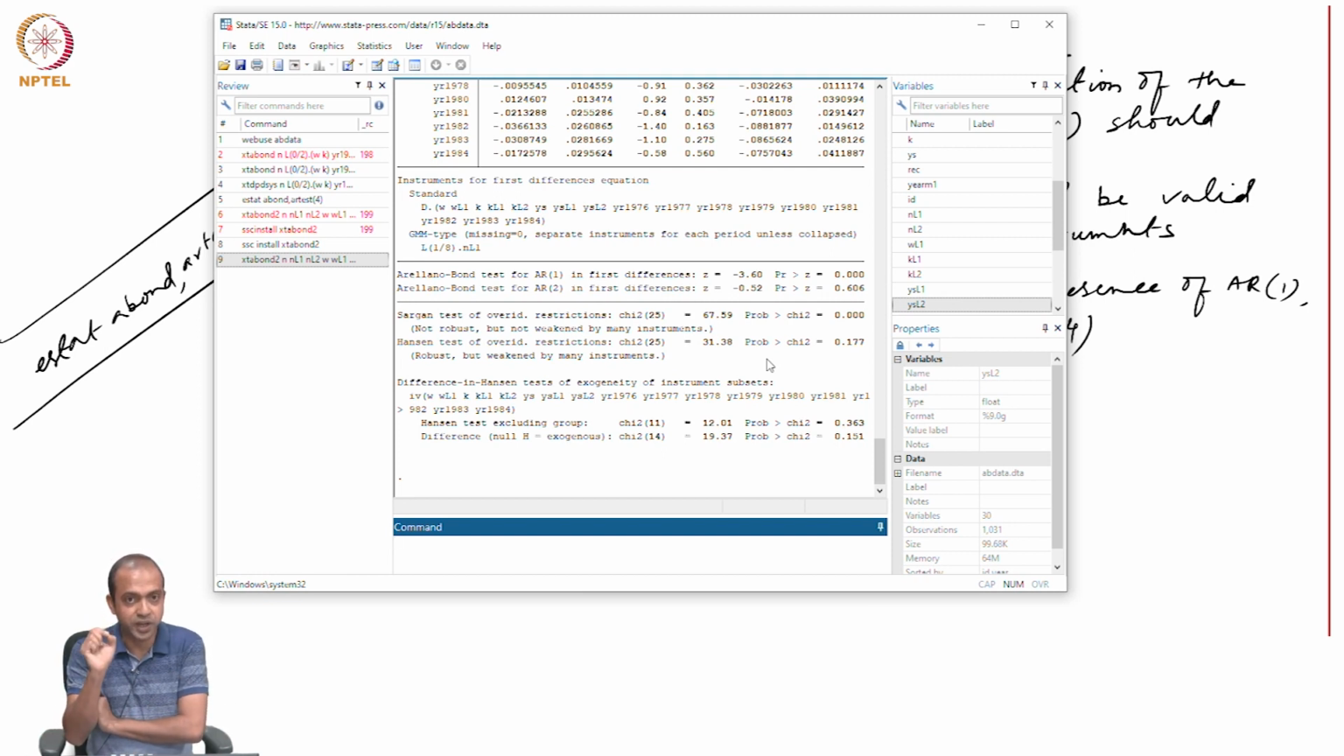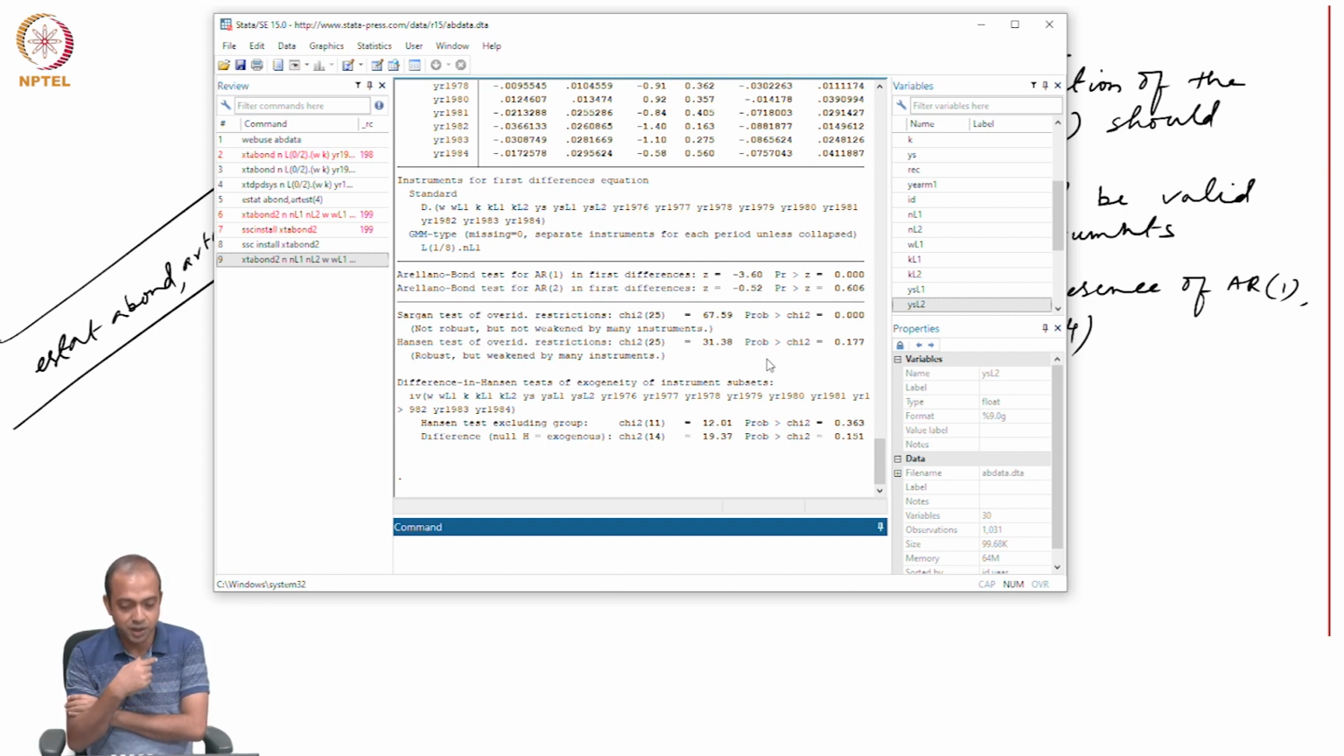We need to be very careful about the null hypothesis of the Sargan and Hansen tests. In both the tests, the null hypothesis is that over-identifying restrictions are valid, right? When over-identifying restrictions are valid, that means my null hypothesis should not be rejected. Both the tests ideally should produce results in such a way that my null hypothesis should not be rejected.